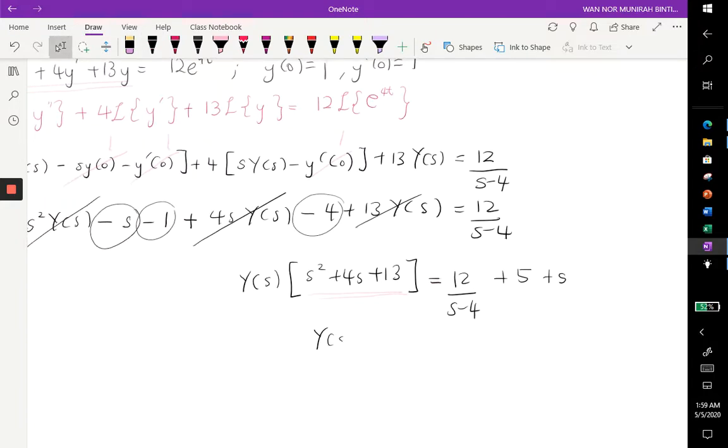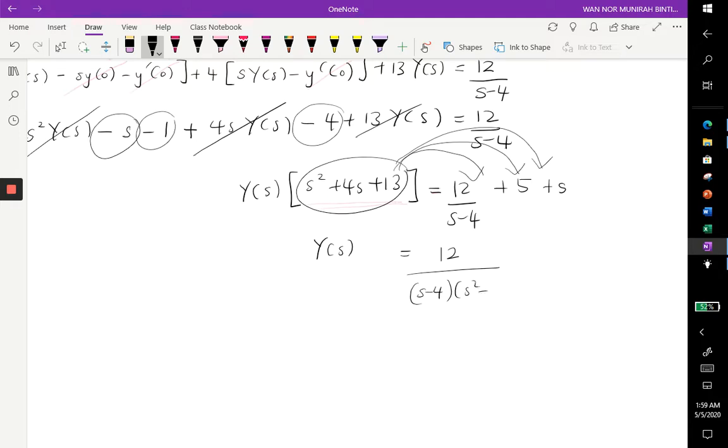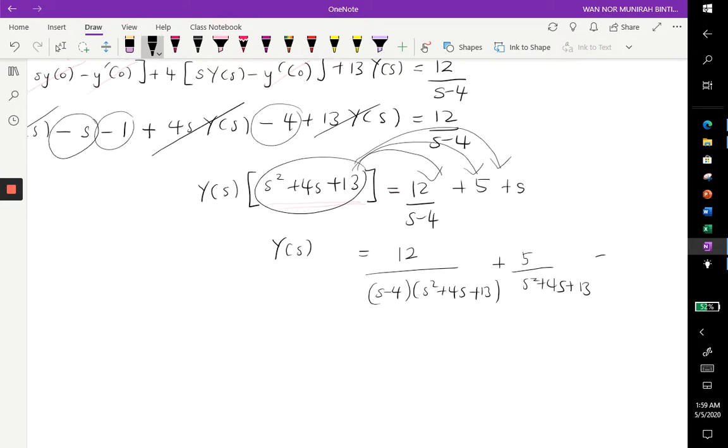We just want Y(s) on our left. So we need to bring these to the right hand side of your equation. So we have 12 over s minus 4, over s squared plus 4s plus 13, plus 5 over s squared plus 4s plus 13, and plus s over s squared plus 4s plus 13.